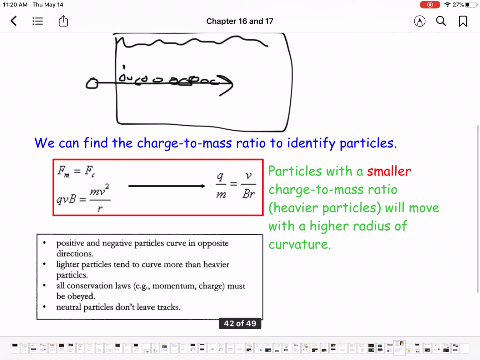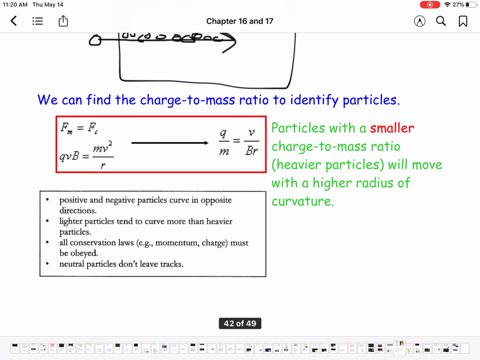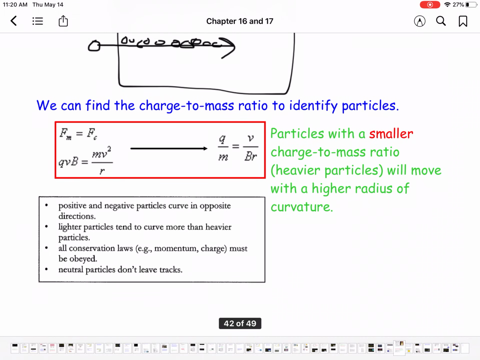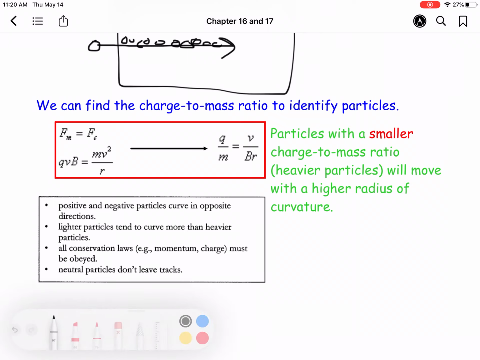So what we can do is, we know the magnetic field, right? We know the magnetic field. We're going to erase that so you guys can actually see it. We know the magnetic field, we know the radius, and we also know the velocity because we're the ones accelerating the particle to a certain velocity, right? So we can know all those things, and it gives the charge to mass ratio.